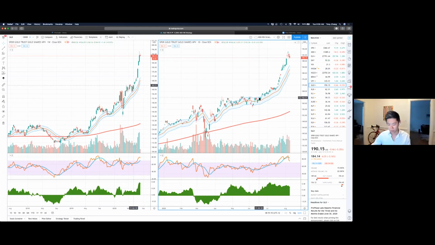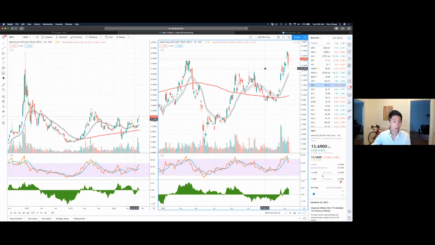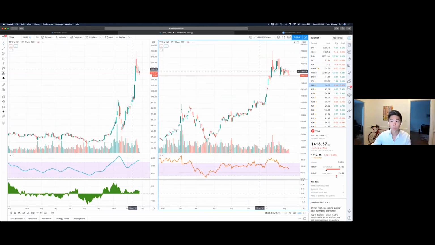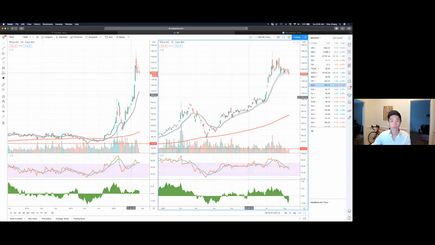So GBTC, I have no idea what that is. Grayscale Bitcoin Trust. So I don't know if this is just a Bitcoin ETF. But certainly any dollar denominated assets like gold, silver, Bitcoin, potentially has, in my opinion, some legs, especially as the dollar continues to decline. Tesla is now trading below that 20-day moving average. So if you're bullish on Tesla, I see this as a potential opportunity to look for a long here in Tesla.